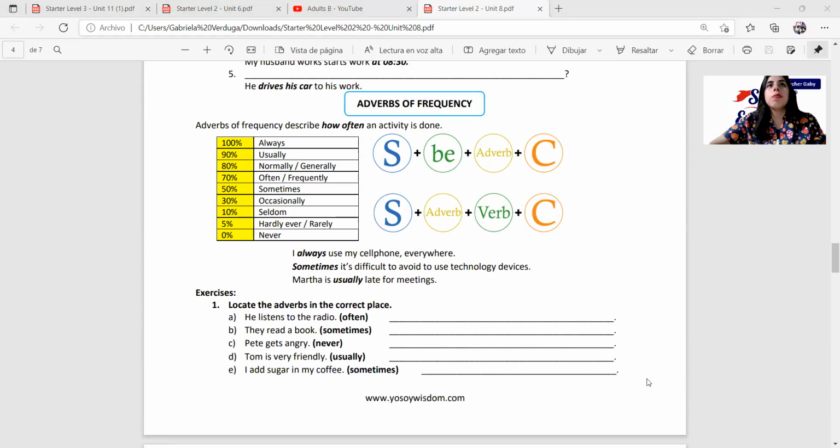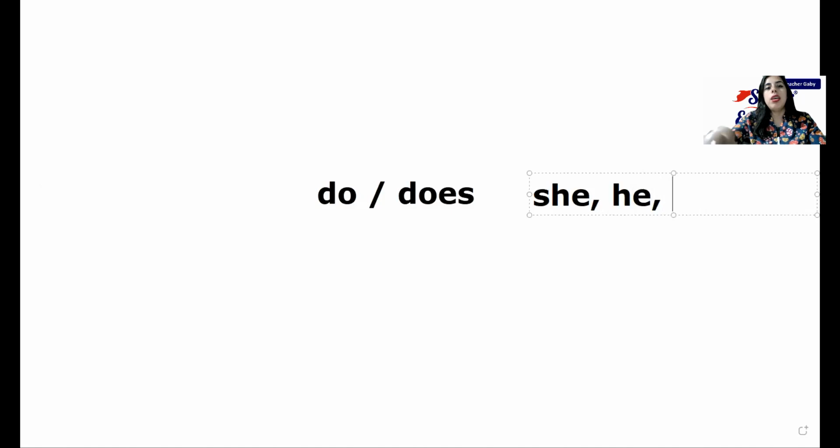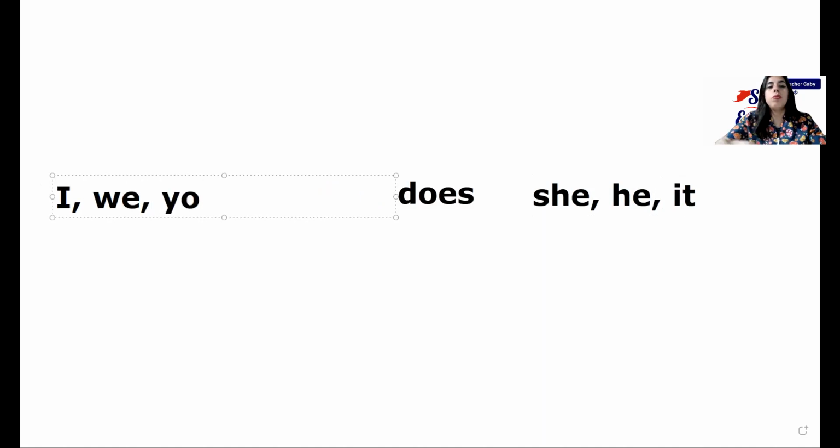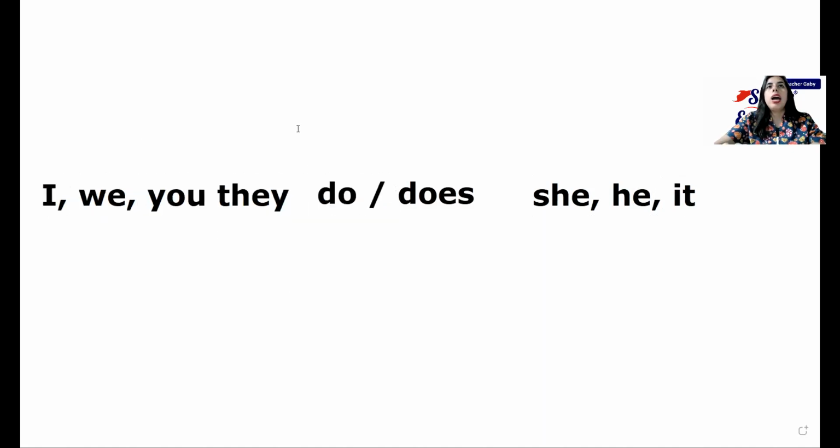Now I'm going to explain something about the auxiliaries in present simple. We are going to use do and we are going to use does. Does is for she, he, and it. And do we are going to use for the rest of the subjects. For example, I, we, you, and they. So the auxiliaries help us to write negative statements and questions.